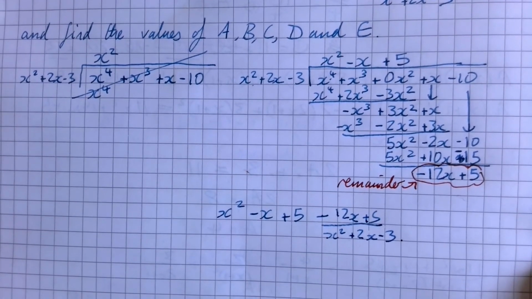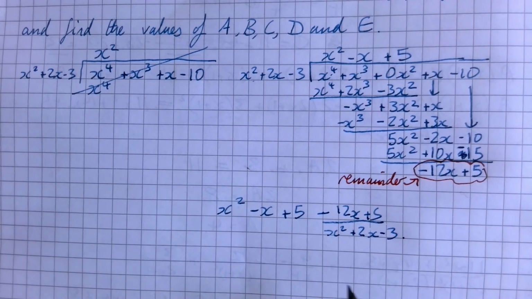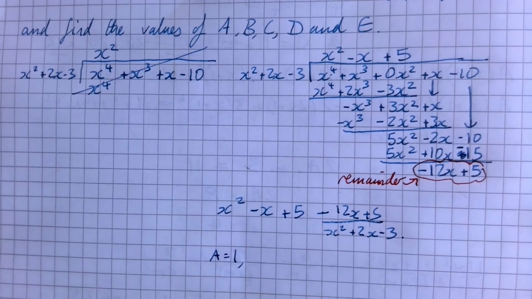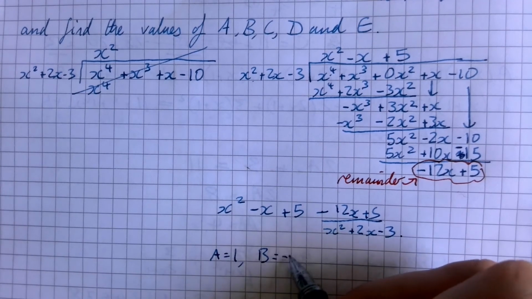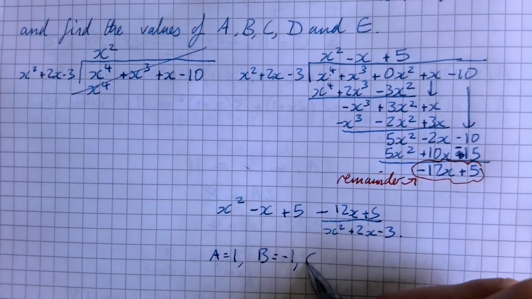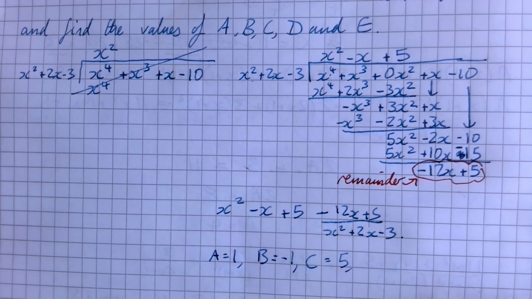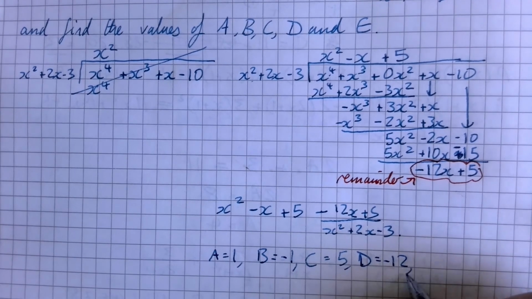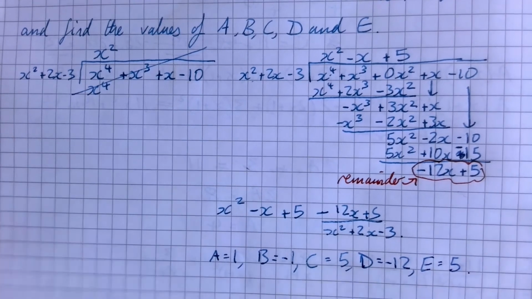And what that means is, when I have a little look at what I've got, I can say that A equals 1 because I've got 1x squared. B, I've got minus x, so that's got to be negative 1. C, I've got just plus 5 there, so C must equal 5. D, what have I got there? I've got minus 12x, so it's negative 12, so D is minus 12. And E at the end is plus 5.